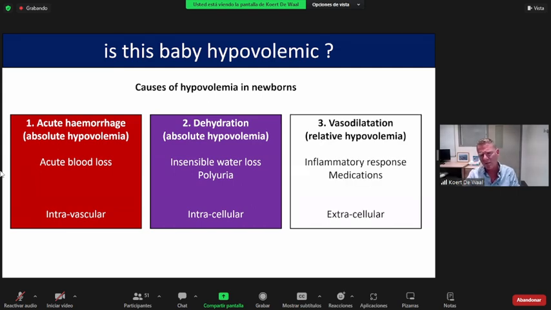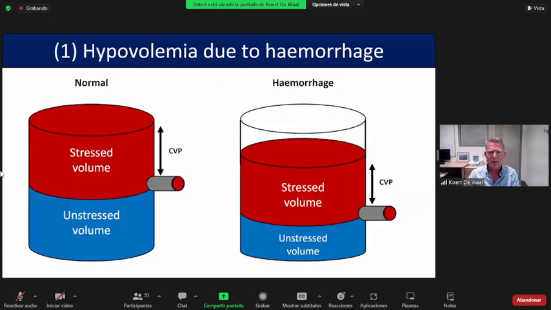And the last one, which is probably the commonest form of hypovolemia in newborns, is vasodilatation. So this is a relative hypovolemia. There might be enough volume in the system, but due to the dilatation, this will give a different balance between the stressed volume and the unstressed volume. And we see this in the inflammatory response or infections and with medications. And it predominantly takes place in the extracellular compartment, which includes the intravascular compartment. So we're going to go through these three in physiology and data which is available in the literature.